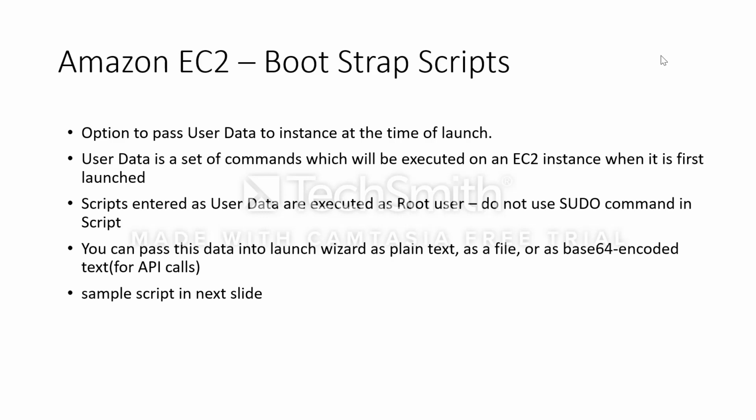When we say option to pass user data, many people get confused about what user data is. User data is a set of commands which will be executed on an EC2 instance when it is first launched. Scripts entered as user data are executed as the root user. Do not use the sudo command in the script. You can pass this data into the launch wizard as plain text or as a file, or as base64 encoded text for API calls. We can have a look at a sample script in the next slide.